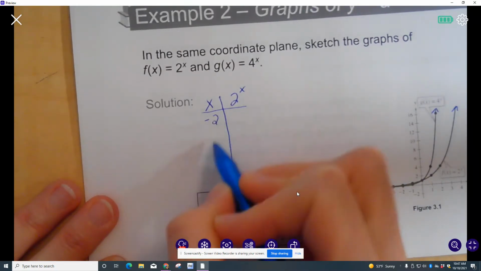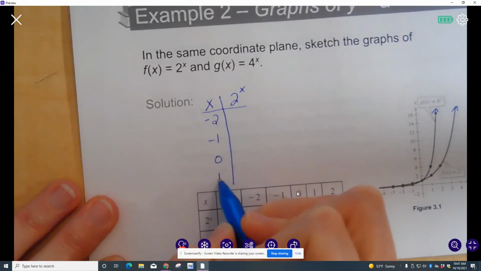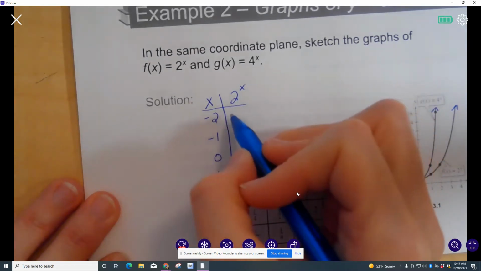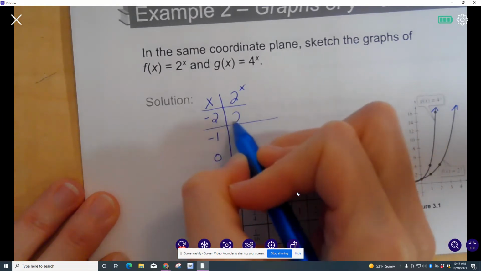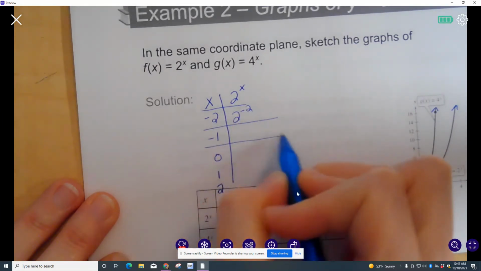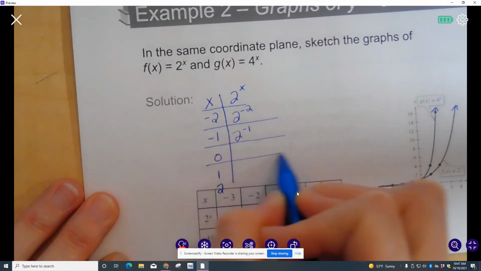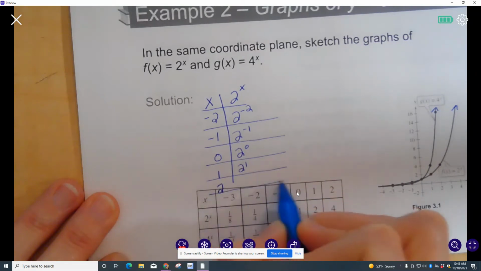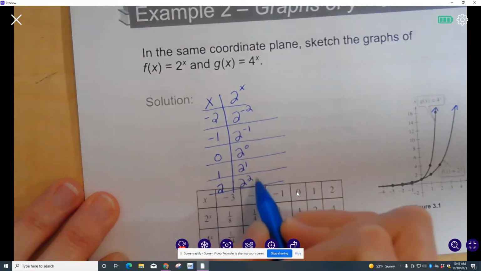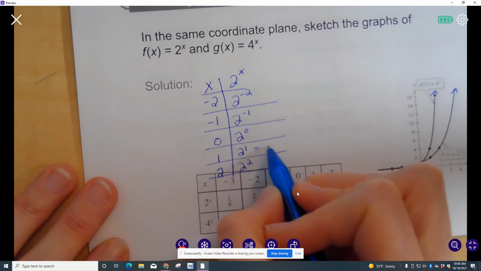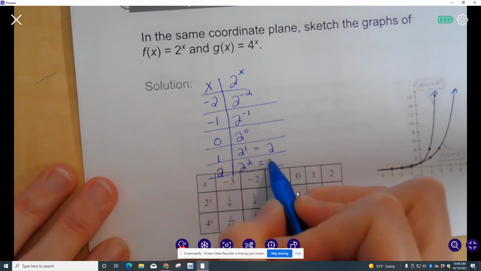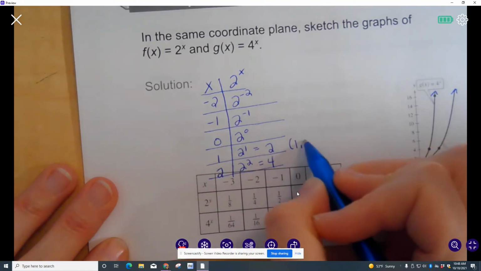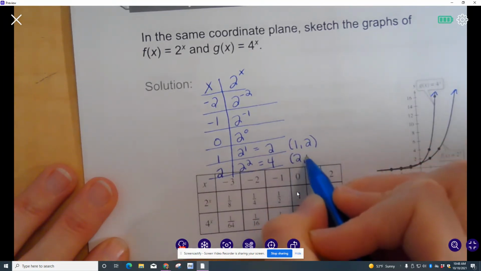So I'm going to do those same 5 numbers we always like to check: -2, -1, 0, 1, 2. So this is going to be 2 to the -2, 2 to the -1, 2 to the 0, 2 to the 1, and 2 squared. Now these are pretty easy, right? 2 to the first power is 2. 2 to the second power is 4. So that's going to be the coordinate point over 1 up 2, over 2 up 4.